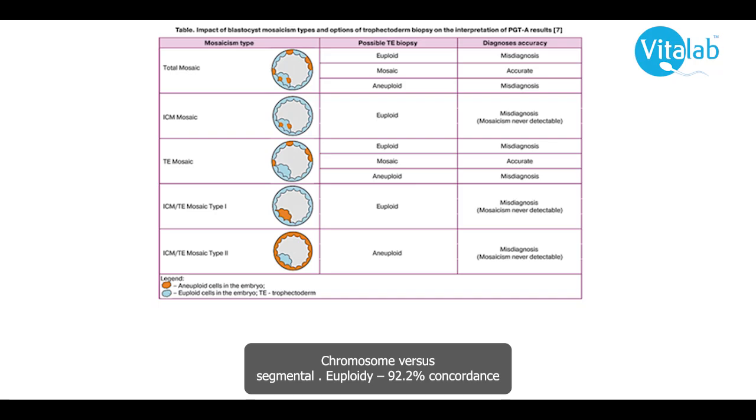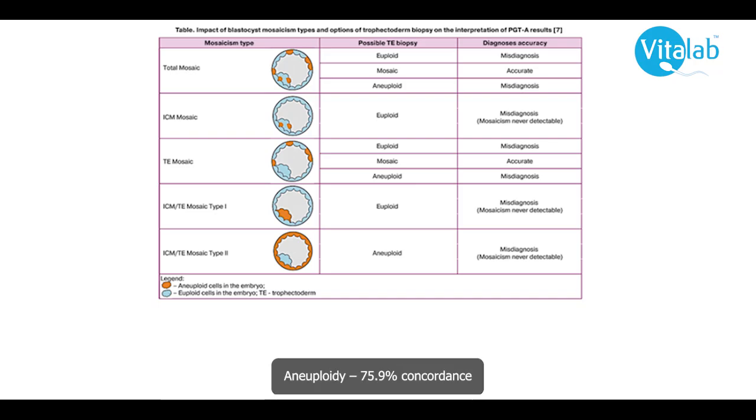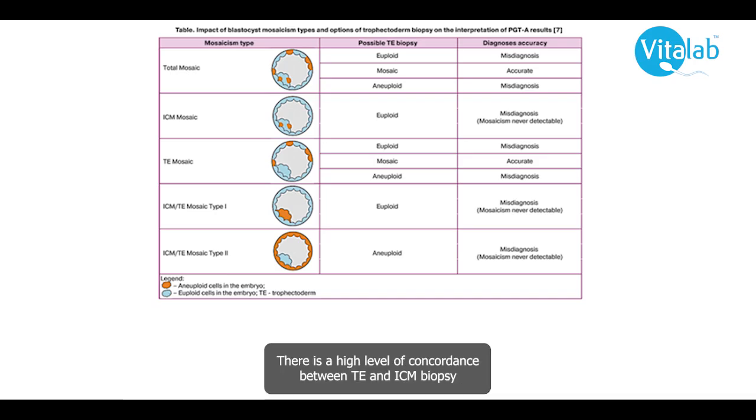Euploidy, 92.2% concordance. Aneuploidy, 75.9% concordance. Mosaic, 42.6% concordance. There is a high level of concordance between TE and ICM biopsy in aneuploid embryos, as these represent a meiotic error, pre-fertilization, and are evenly distributed throughout the embryo. Low-level mosaic results from TE biopsy are rarely confirmed in ICM biopsy. Conversely, high-level mosaicism in TE biopsy showed complete aneuploidy.